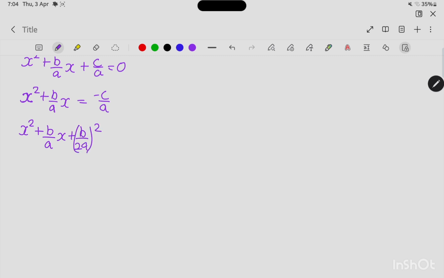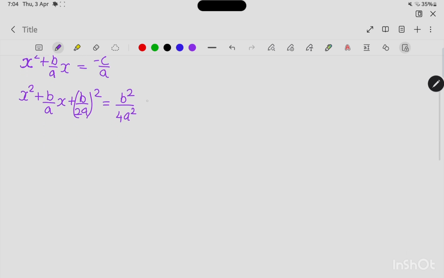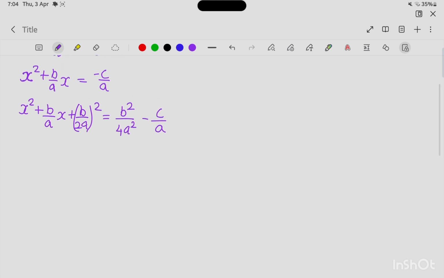This is the third term. I will explain in a moment why. If you add something here, you must also add the same thing on the other side. We got b square divided by 4a square, minus c by a.